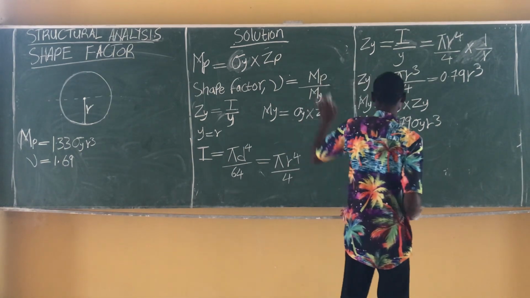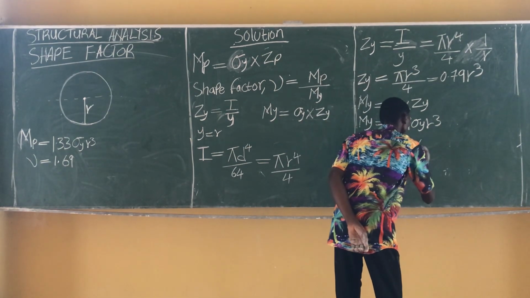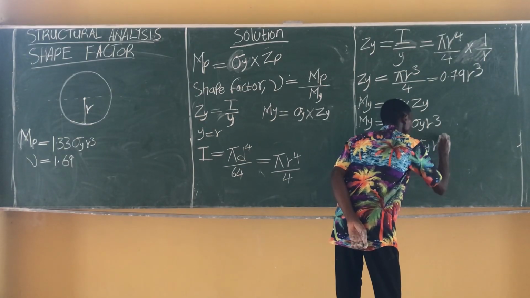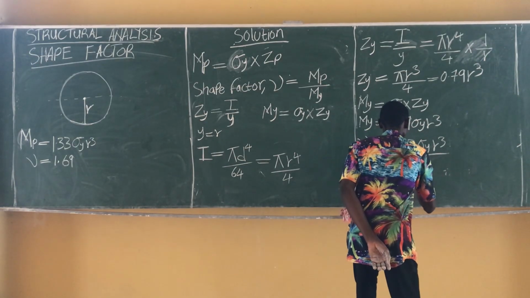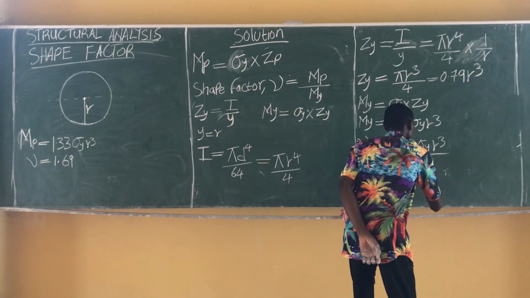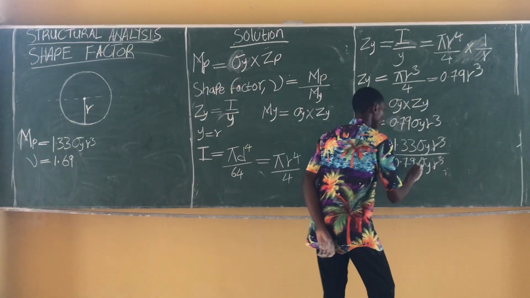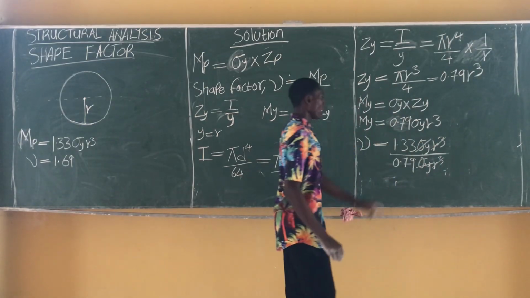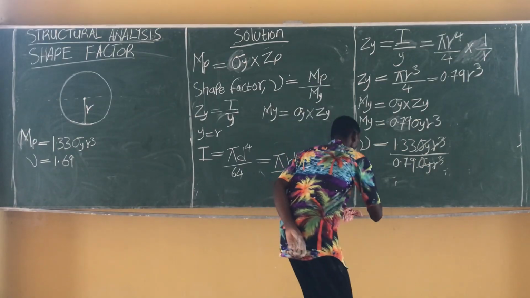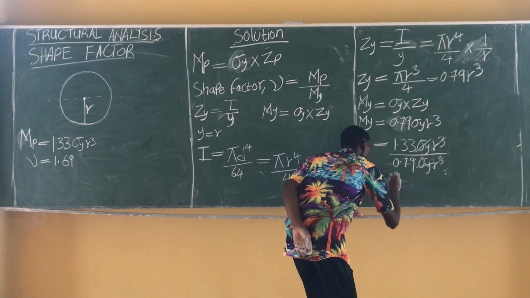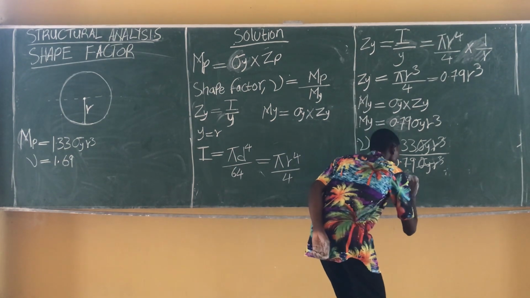Hence, our shape factor is simply equal to our plastic moment, which is 1.33 sigma y r cubed all over 0.79 sigma y r cubed. This cancels this, cancels this. Hence, 1.33 divided by 0.79 is equal to 1.68. Okay.